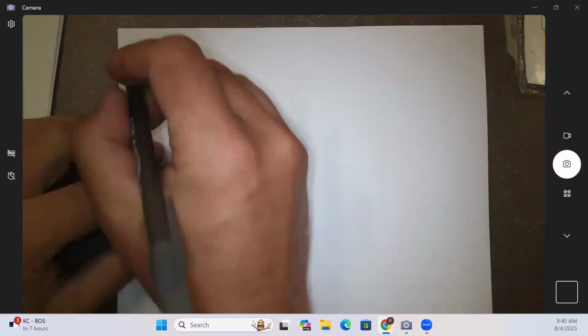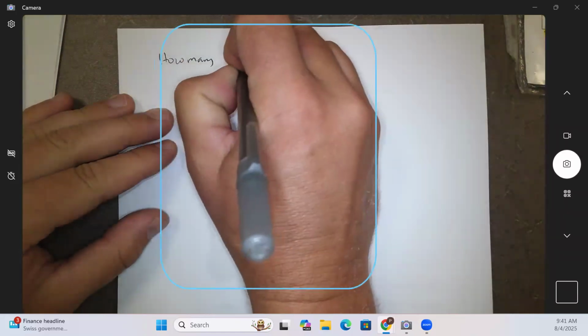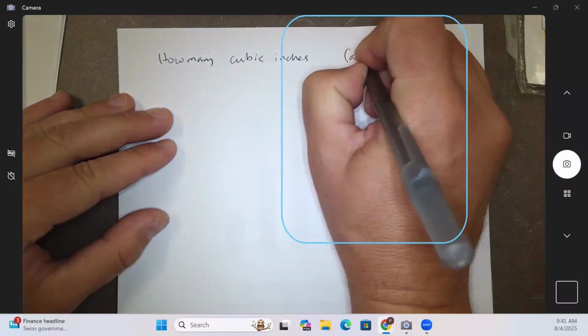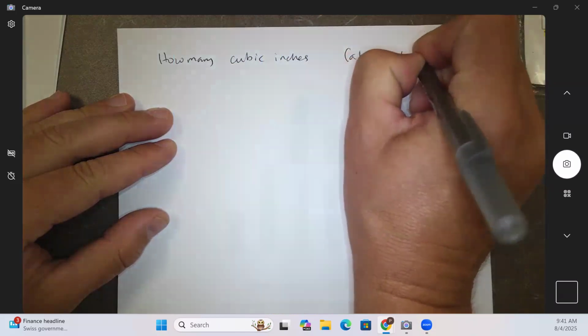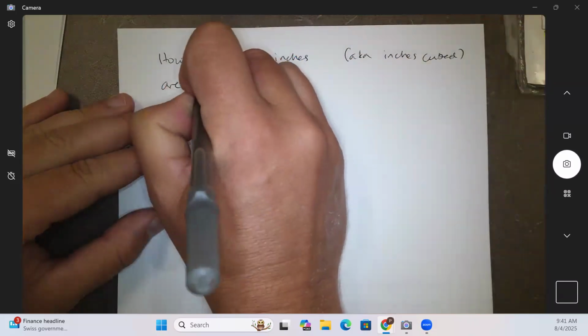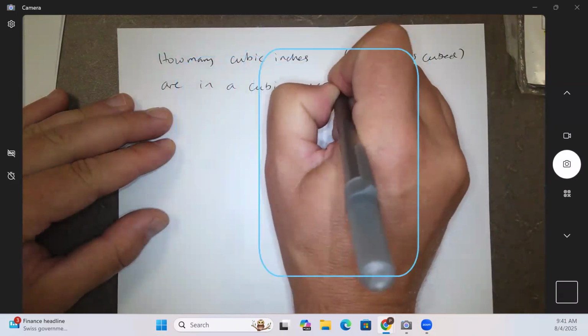The reason it's called dimensional analysis is often we work in more than one dimension. Those were examples of a single dimension, height or length. But what if I want to say how many cubic inches, AKA inches cubed, are in a cubic yard?